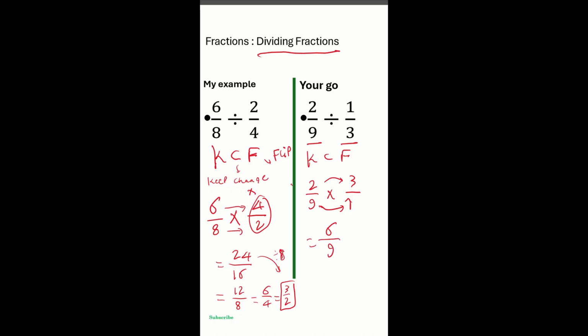Great. So if the question asks you to simplify, then you need to simplify. 6 and 9 are both divisible by 3. So 6 divided by 3 is 2, and 9 divided by 3 is 3. And 2 over 3, that's the answer.